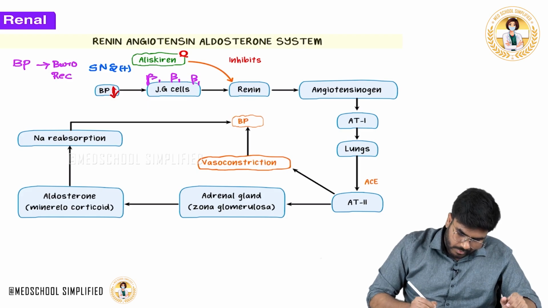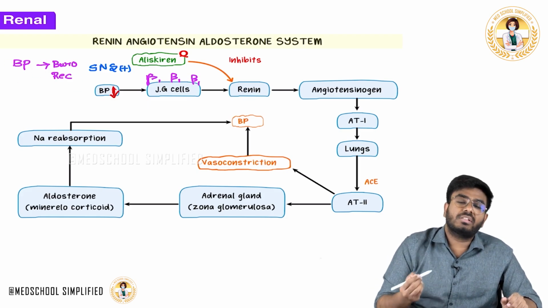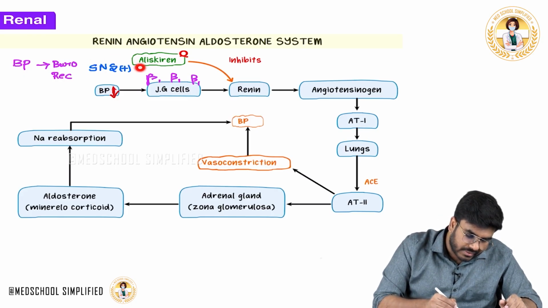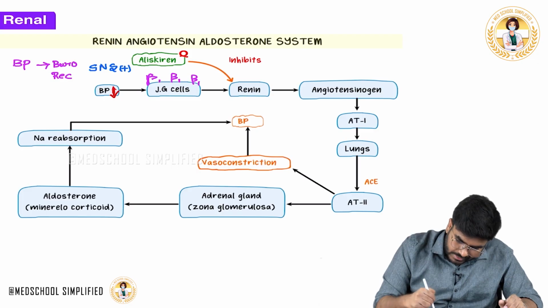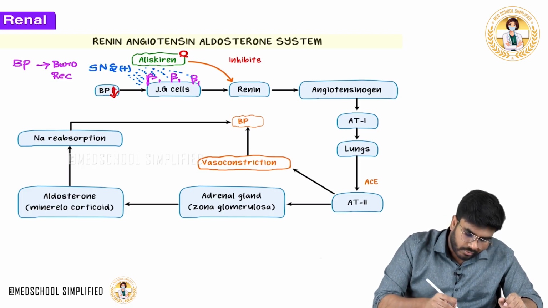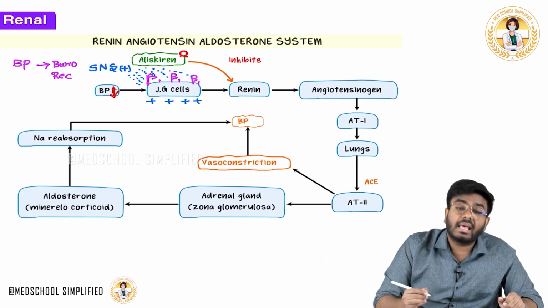What happens? BP is going down, and baroreceptors are activated, which means the central nervous system is going to activate the sympathetic nervous system. The sympathetic nervous system is going to release catecholamines. Norepinephrine is released. Now, this norepinephrine is going to activate the beta-1 receptors. When the beta-1 receptors are activated, these juxtaglomerular cells will release renin.